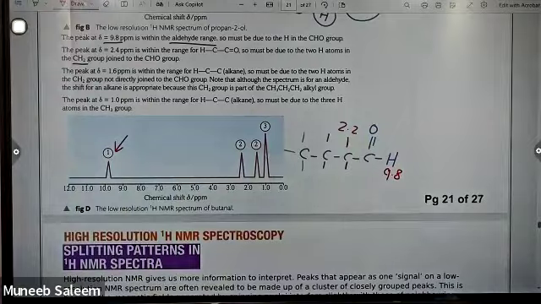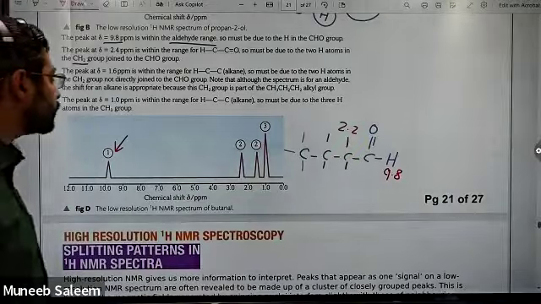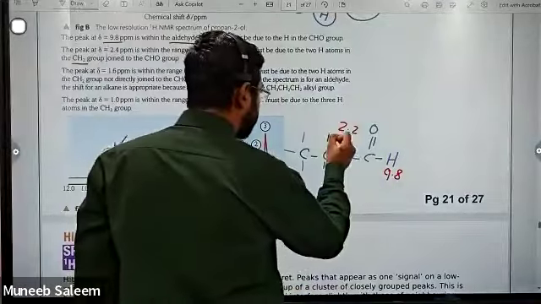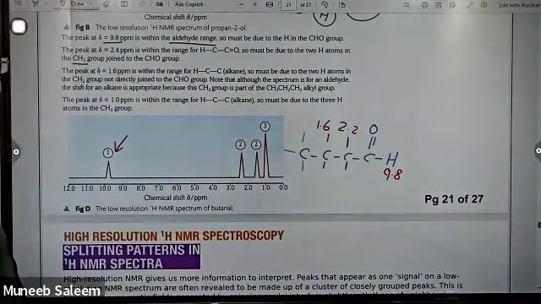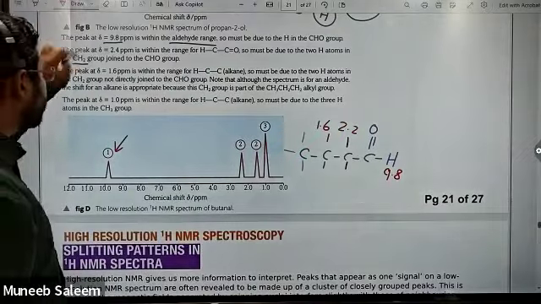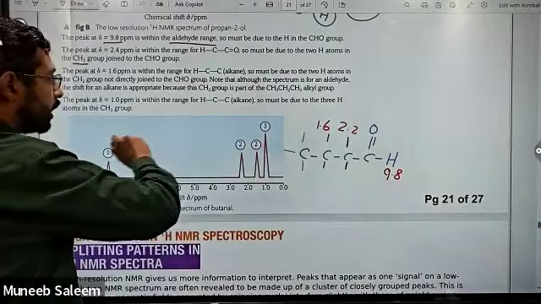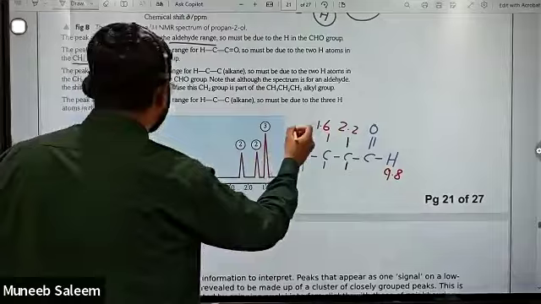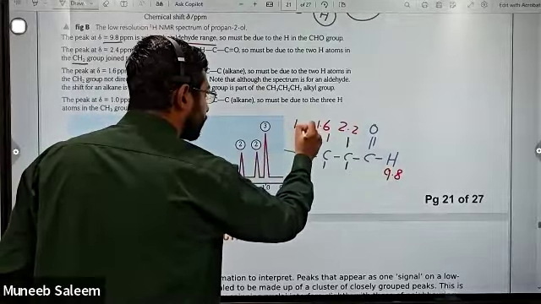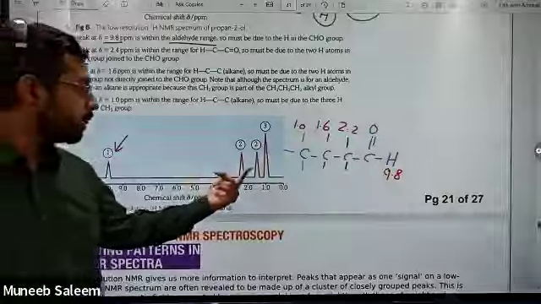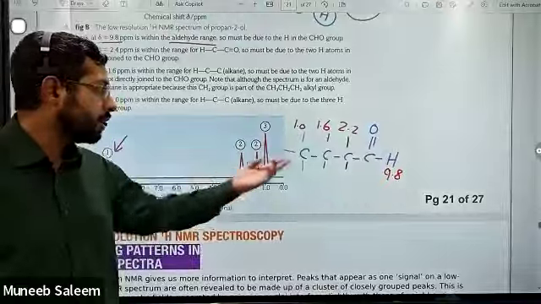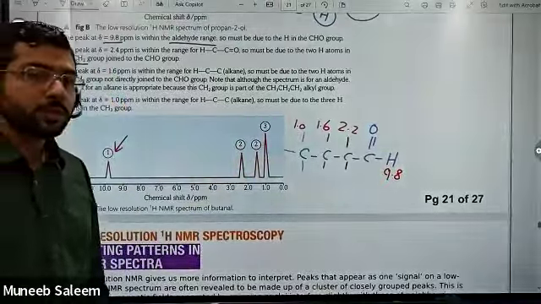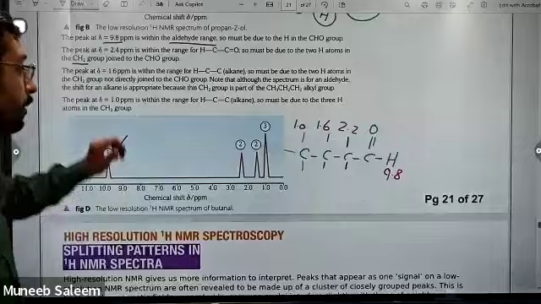Then the peak at 1.6 ppm is within the range of HC alkane, so must be due to the two hydrogen atoms in the CH2 group not directly joined to the CHO group. So 1.6 ppm is for these two hydrogen atoms, and at the last, the 1.0 ppm must be due to the three hydrogen atoms in the CH3 group. So they are now labeled over here. On the basis of the hydrogen atoms and the chemical shift value, we have indicated which hydrogen atoms are present at which positions. And they have different heights.